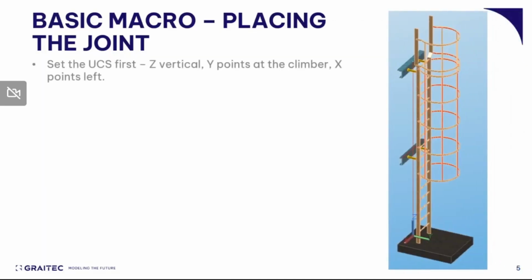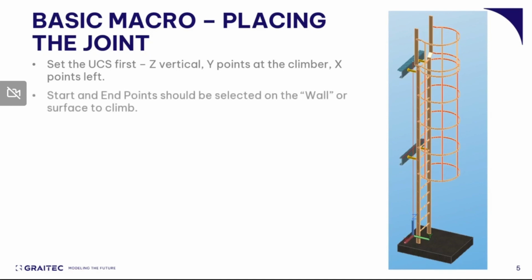So thinking about the basic macro, how do you place the joint for the cage ladder in the first place? Well, the most important thing to get right before you even start the macro is the UCS. You must set the UCS correctly first. Z should be vertical, fairly obvious. But to get the cage on the correct side, you must point Y towards the climber, which ends up with X pointing left, as you can see in the picture on the right there.